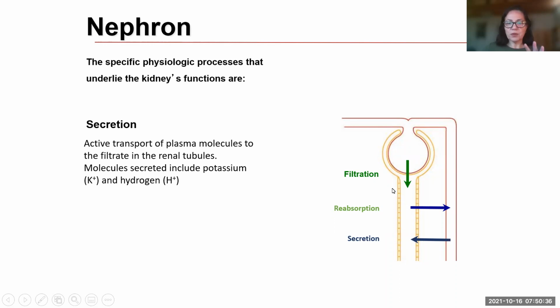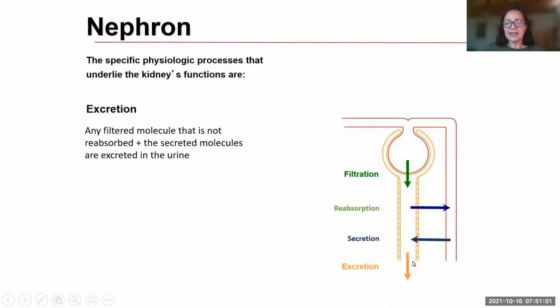And then the end result of all three of these processes: we filtered out some stuff, we pulled back most of the stuff, but this was the only way we could get some of that trash out, was to just dump it all. So we pull back the stuff we want, and then we do have the ability to secrete some more of that stuff. And everything that's left in the tubule at the end, that's what becomes urine. And we excrete that, we urinate that out.